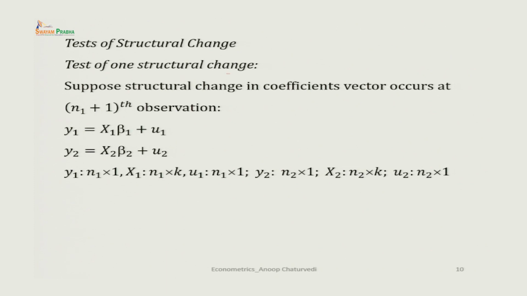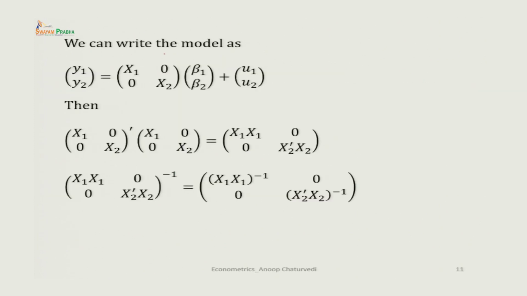Now, we consider this general case. So, we assume that there is just one structural change in all the parameters, and the structural change has occurred at the n 1 plus 1th observation. Again we divide the observations into two parts, first n 1 and next n 2, so that n is equal to n 1 plus n 2. Here y 1 is of order n 1 cross 1, x 1 is of order n 1 cross k, u 1 is n 1 cross 1, y 2 is of order n 2 cross 1, x 2 is n 2 cross k, and u 2 is of order n 2 cross 1. Now, combining the two equations, we can write the model in this form: y 1, y 2 equal to the matrix x 1, 0, 0, x 2 times beta 1, beta 2 plus u 1, u 2.